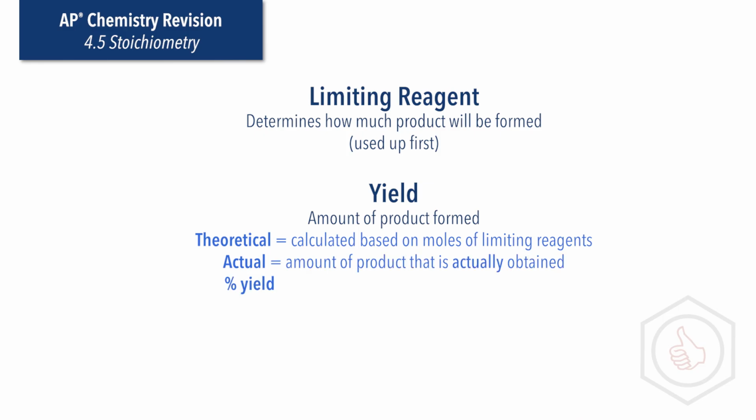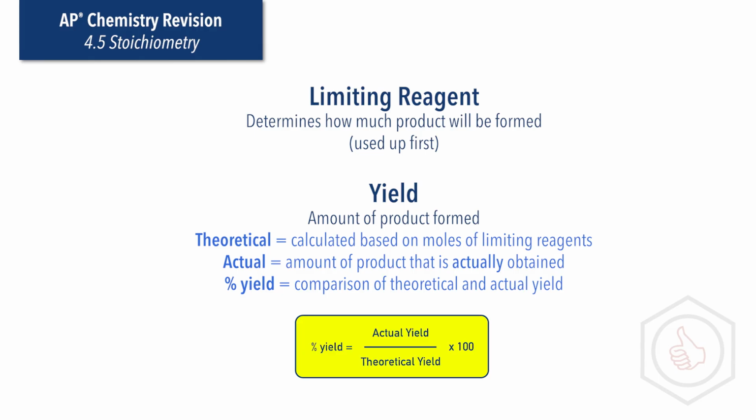The percentage yield of a reaction compares the theoretical yield to the actual yield, so how much of your product you actually obtained compared to how much you could have obtained theoretically. It is calculated by taking the actual yield, dividing it by the theoretical yield, and multiplying it by 100.